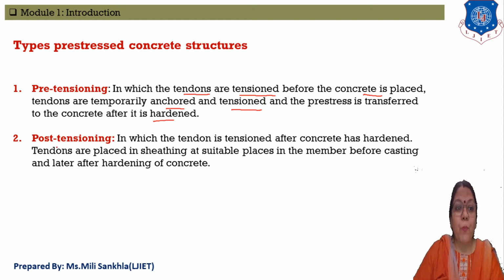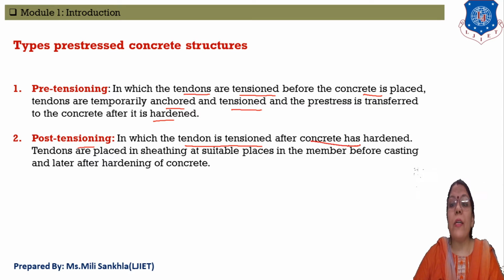Now second is post tensioning. This is the second method of prestressed concrete. Now what is post tensioning? In post tensioning, it is the opposite of pretensioning. In this method, the tendon is tensioned after the concrete has hardened. This is important.